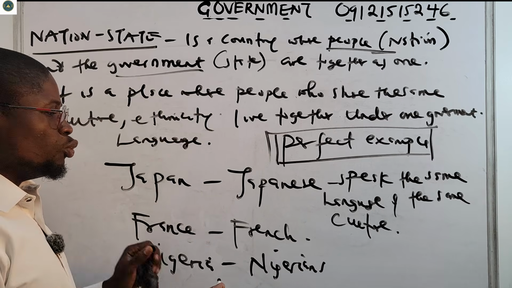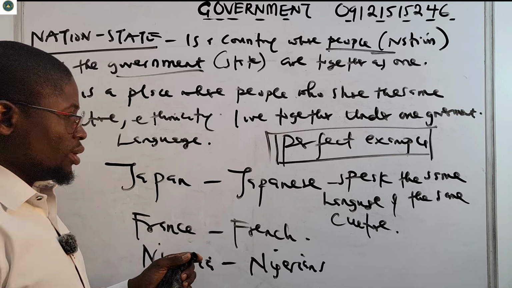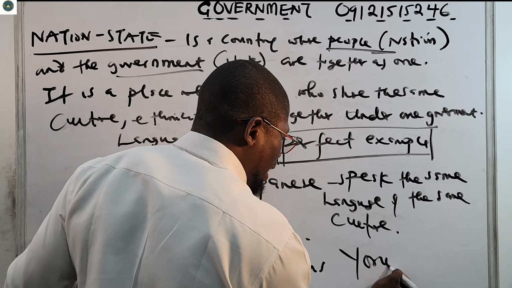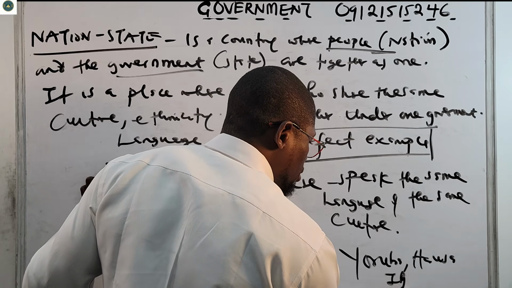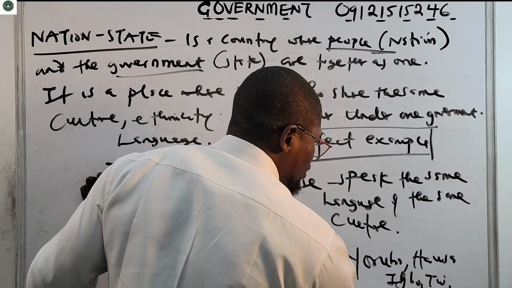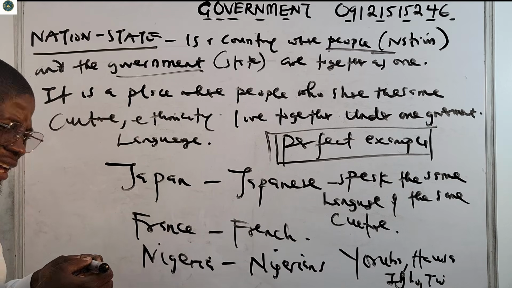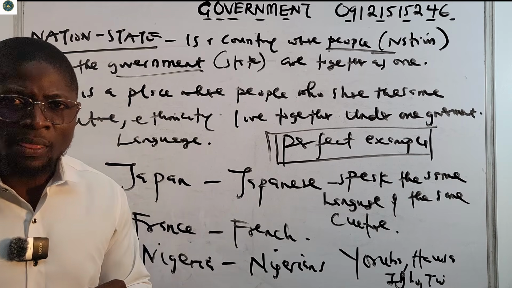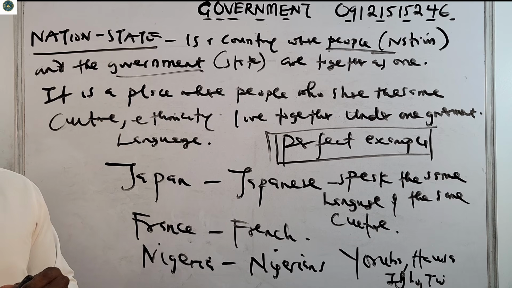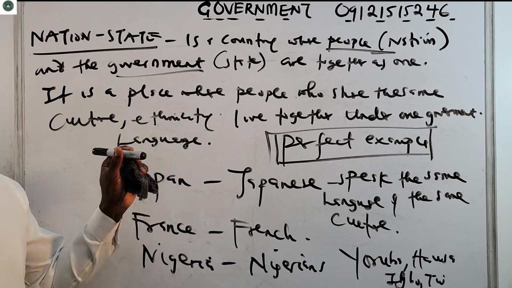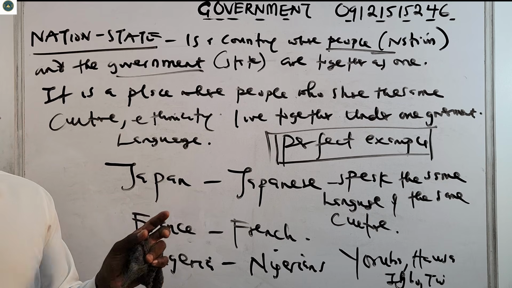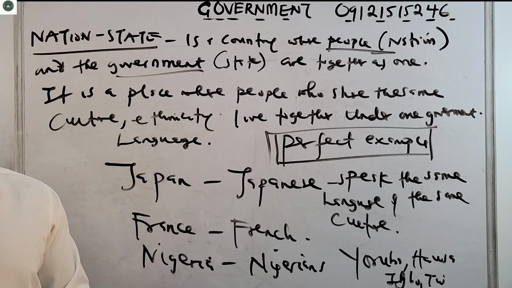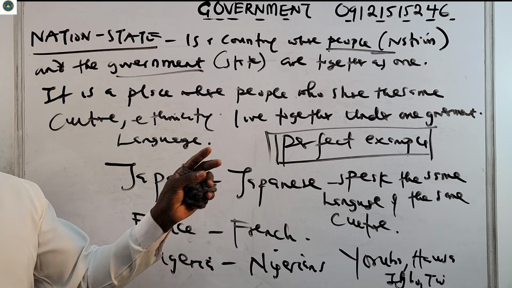But of course, we do not speak the same language. Okay, so you see Yoruba, you see Hausa, you see Igbo, you see Tiv, you see Igala, you see different languages. Okay, so for that singular reason, Nigeria is not a perfect example of a nation state. So Nigeria has a lot of nations living under one state. Okay, so for that singular reason, it's not a perfect example.